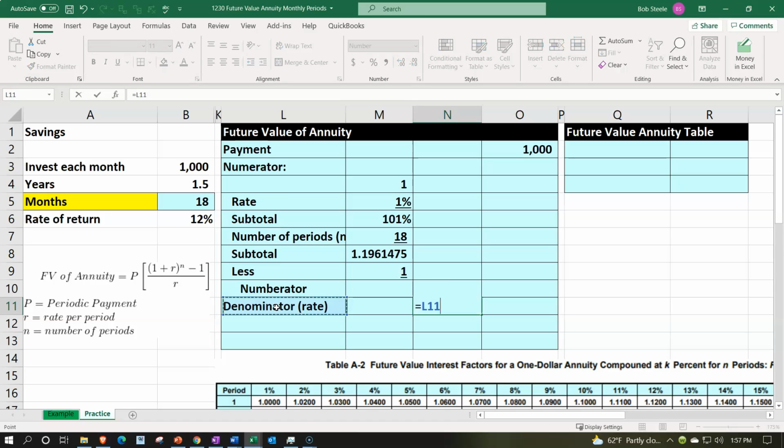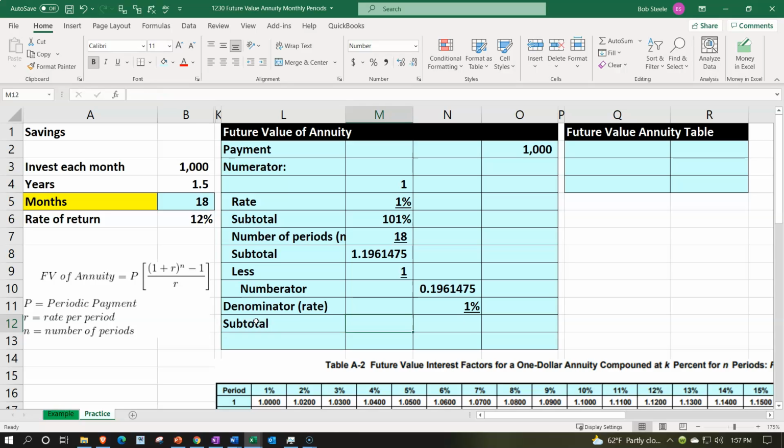But the rate is going to be the 12% divided by 12. That's the new thing because we need the monthly rate, not the yearly rate. Home tab, number group, and percentify that. Font group, underline it, and then we'll add it and make it another subtotal, bringing that to the outer column.